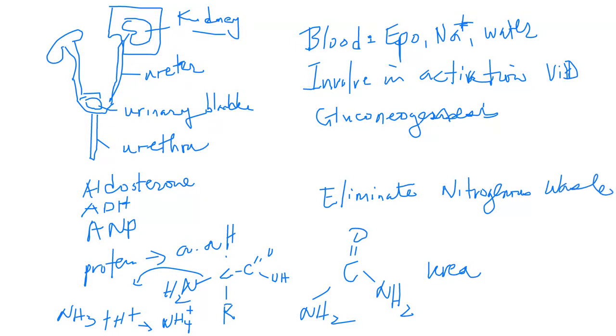Not only ammonia, ammonium, and urea, but also creatinine, which comes from degradation of creatine phosphate in the skeletal muscle, and uric acid, which comes from degrading nucleotides.